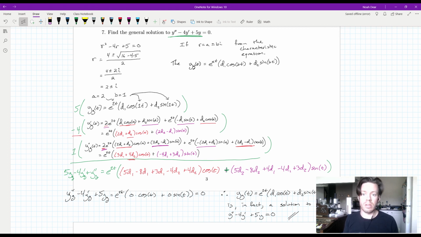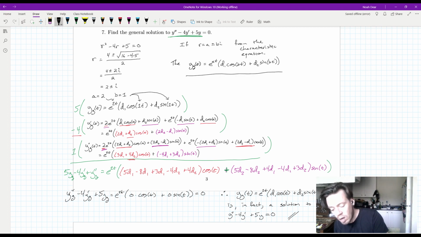And then in the last video for today's lesson, we'll go through the proof of where that general solution that we get for these complex roots to the characteristic equation comes from.